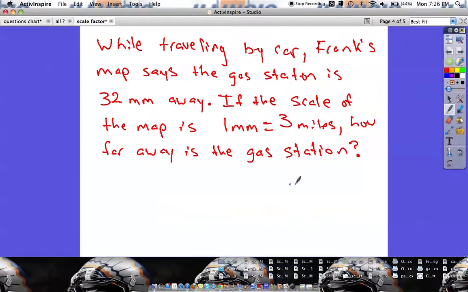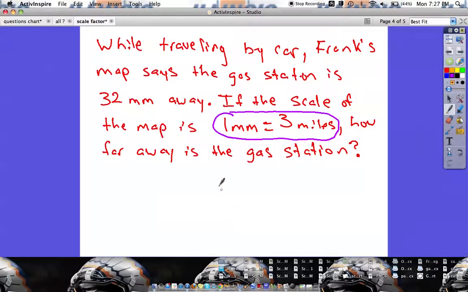All right, in this problem, we've got a map, and if we measure the map, the gas station is 32 millimeters away from where we're at right now. Obviously, in real life, it's not 32 millimeters away, but on the map, it is. This is different than the other two because they actually give you what the scale is. I want to know how far away the gas station is.